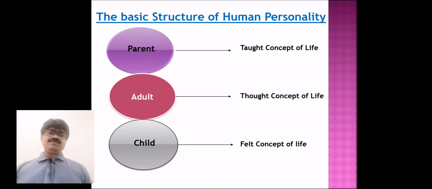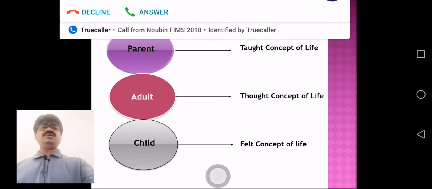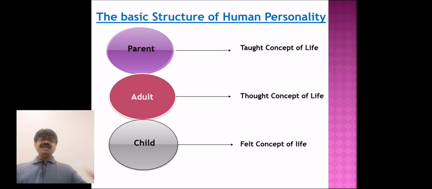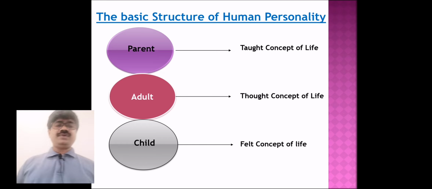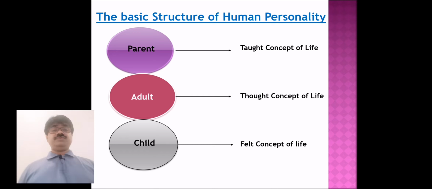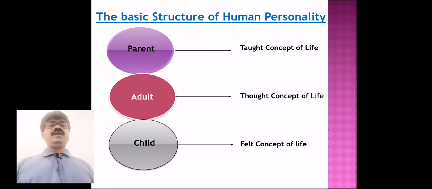And at times you also come to a child ego state. And what is this child ego state? It is a felt concept of life. What do you mean by the felt concept? The felt concept is what you feel like doing. The child always behaves like what it actually feels like doing.